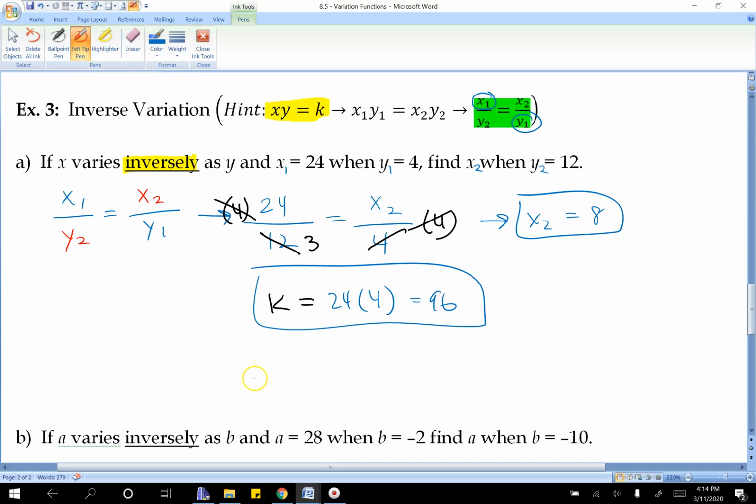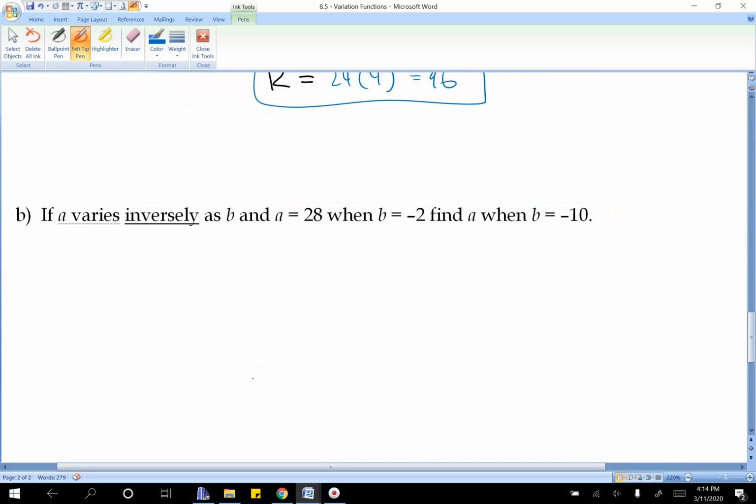Alright. Let's go ahead and try B. This is the last one here. Pause it. Give it a shot. Alright, keywords here, inversely, so this is A1. I like to write the formula out right here, like that, and color code this. A2, B2, like that. And let's go ahead and write everything in. A1, B1, A2, B2. Alright, let's plug everything in.